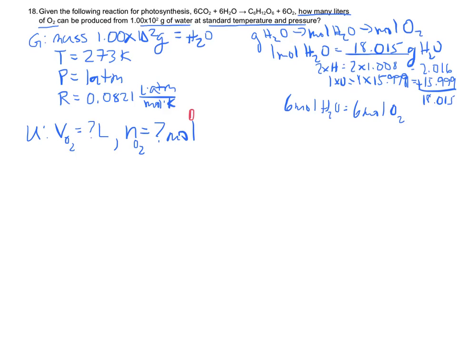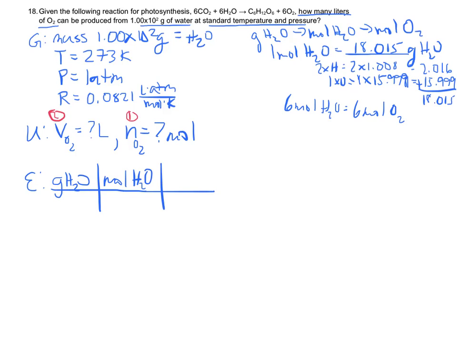Gosh, I'm just having all kinds of problems writing today. I apologize. So we're actually going to do this first. That's step 1, and then we are going to do this. Okay, so the first thing we're going to do is convert. That means we're going from grams of H2O into moles of H2O into moles of O2. So to get out of grams of water, we need that to be on bottom.